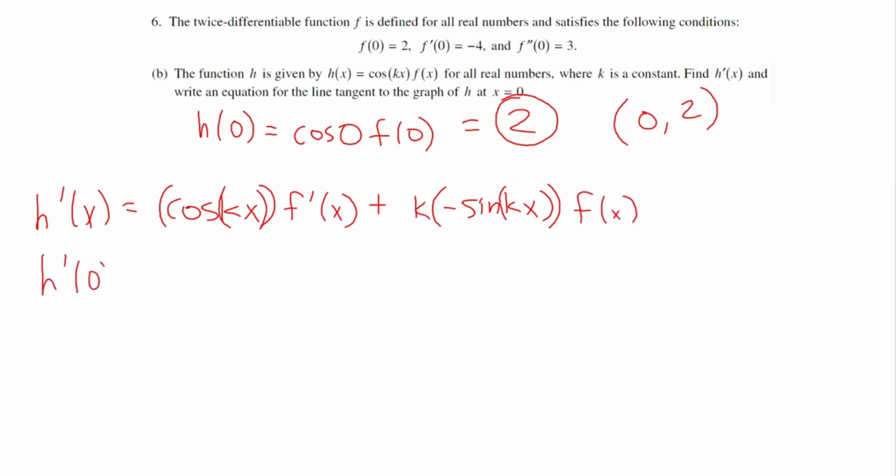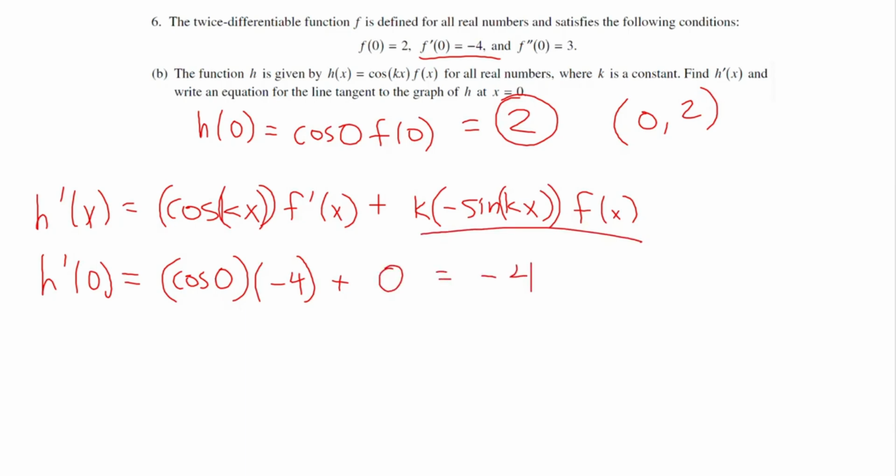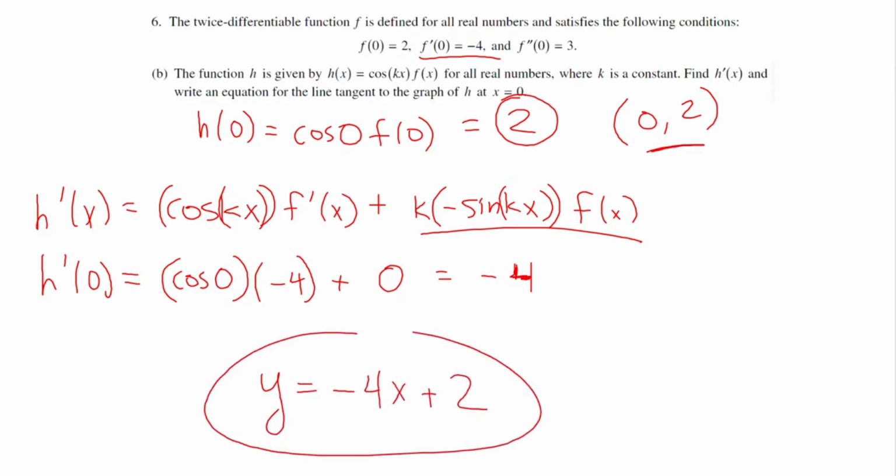And if we're looking for h prime of 0, well, that's going to be the cosine of 0 times f prime of 0. Well, we know f prime of 0 is negative 4, plus k times the sine of 0. Well, the sine of 0 is 0. So actually, everything on this whole side just turns into 0, and we just get a slope of 1 times negative 4, because the cosine of 0 is 1. So we just get a slope of negative 4. And then we've got the y-intercept already given to us, so we might as well just use slope-intercept form. y equals negative 4x plus 2.